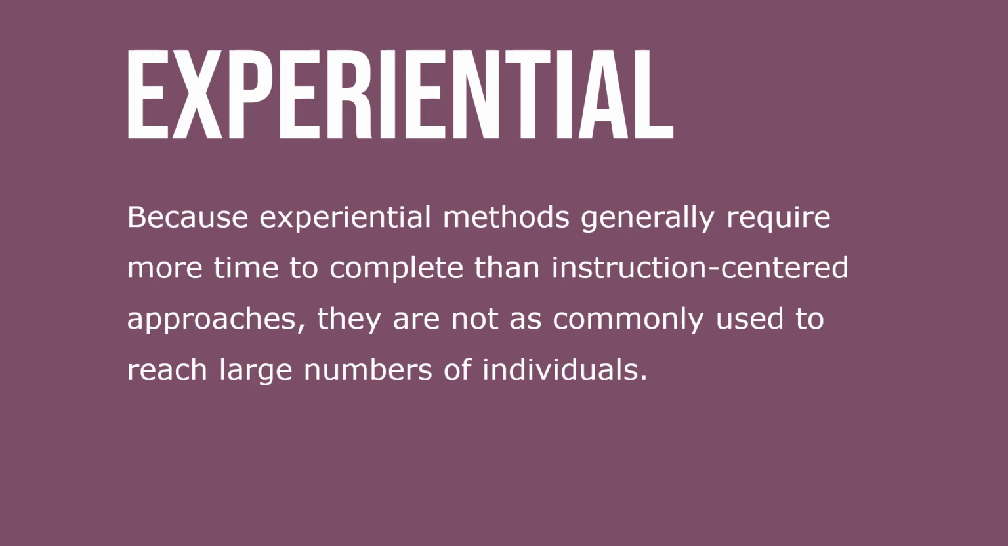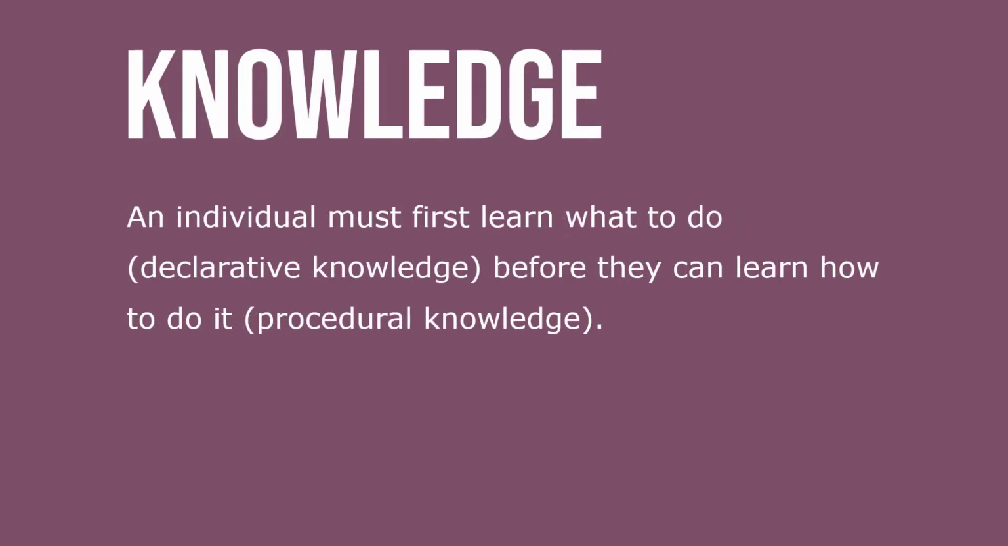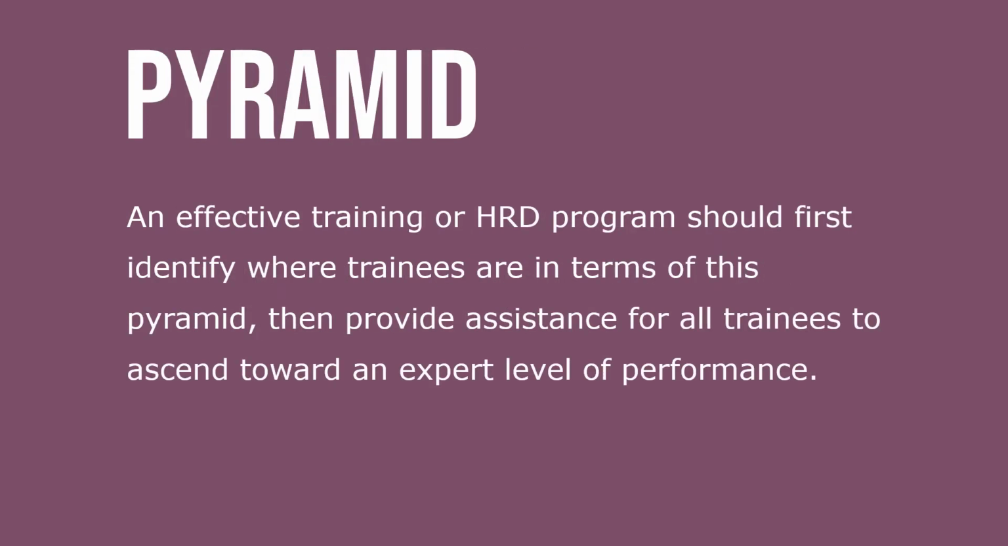large numbers of individuals. An individual must first learn what to do, declarative knowledge, before they can learn how to do it, procedural knowledge. An effective training or HRD program should first identify where trainees are in terms of this pyramid. Then they should provide assistance for all trainees to ascend toward the expert level of performance.